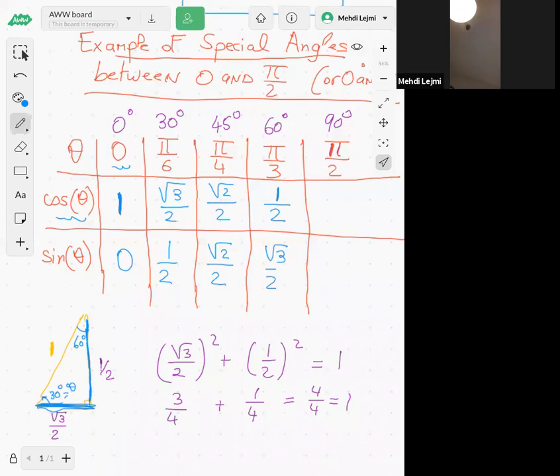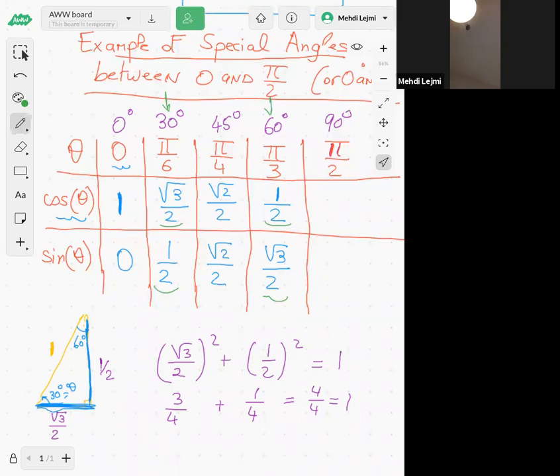So as you can see, guys, if you compare 30 degrees and 60 degrees: for 30 degrees, cosine is square root of 3 over 2. For 60 degrees, sine is square root of 3 over 2. For pi over 6 or 30 degrees, sine is half. Cosine of 60 degrees is half. Right, so we have the same values here.